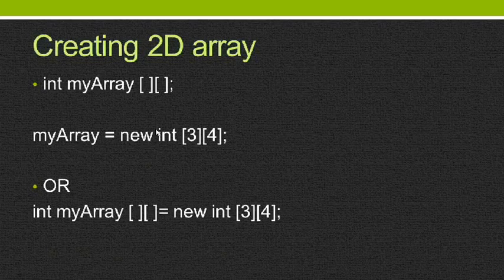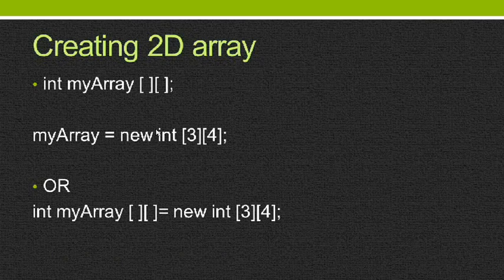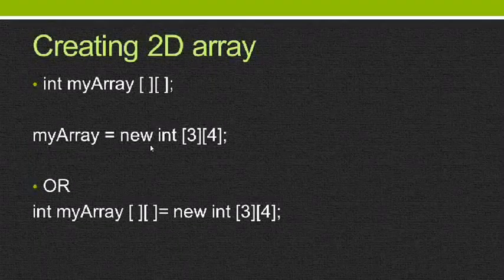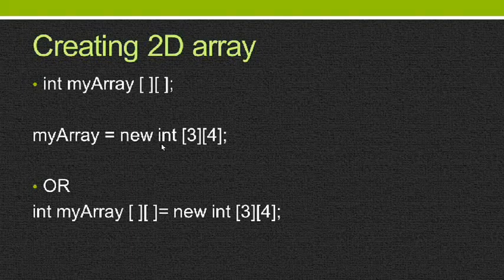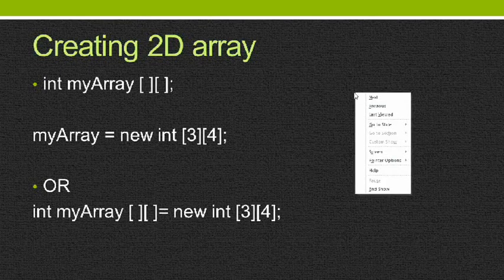Now creating a 2D array. We have defined already in my previous lecture series that a 2D array, a multidimensional array, is an array of arrays in Java. Now creating a 2D array, int myArray. Now myArray equals new, this is the memory allocation operator, and we have initialized with int 3 4, that is 3 rows 4 columns.